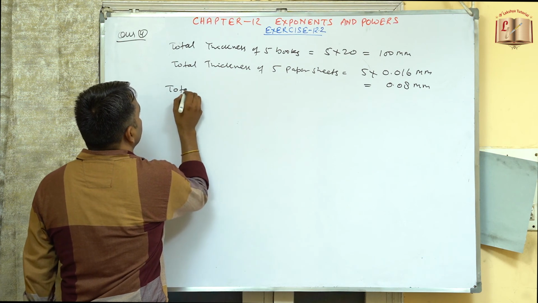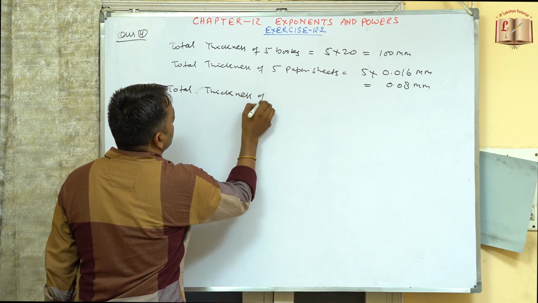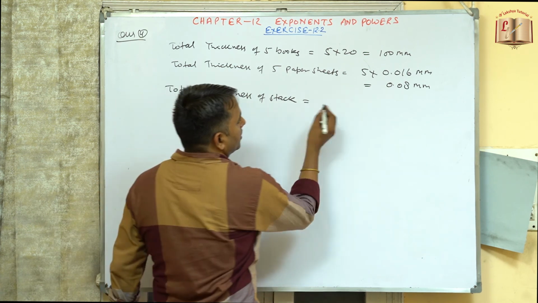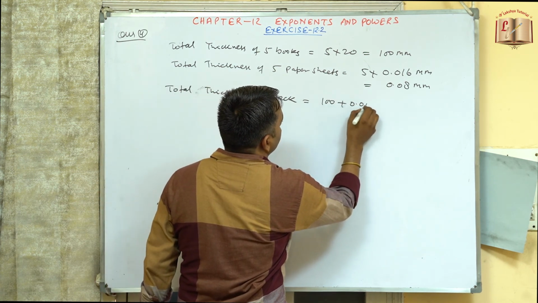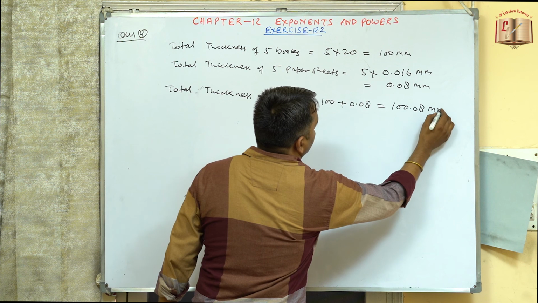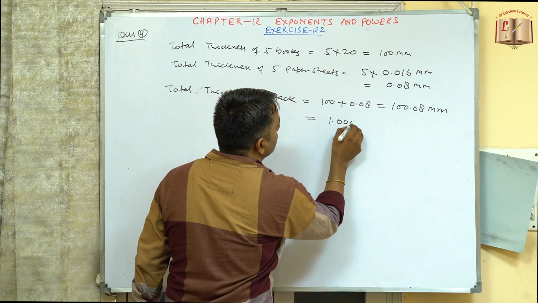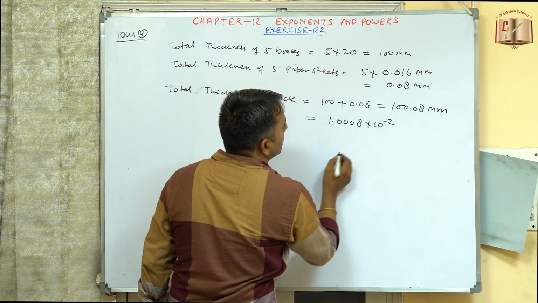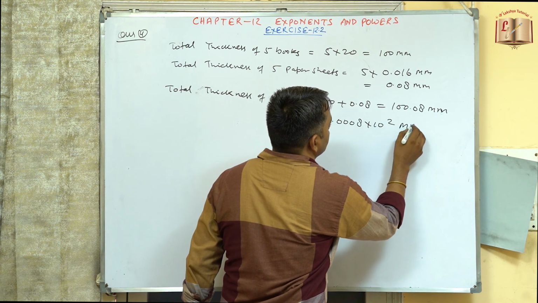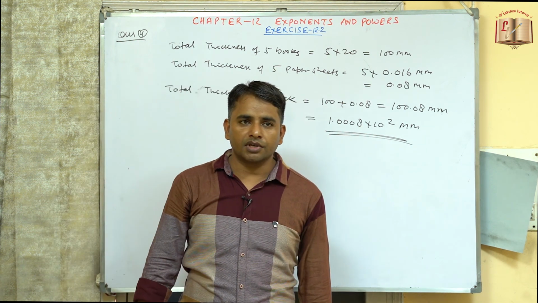Now the total thickness of the stack. So now total thickness of the stack will be, we'll add up this 100 plus 0.08. So this will be now 100.08 mm. So writing it in the standard form, this will be equal to now 1.0008 into 10 to power minus, this will be plus 2 because this is coming to the right. So this is mm. So this is now the total thickness of the stack. So with this we have finished our chapter, exponents and powers.